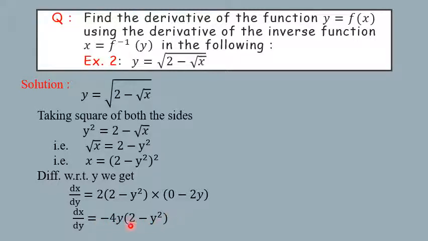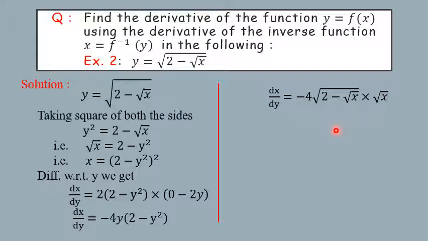Now just substitute the value of y in terms of x. Okay, so the value of y is under root 2 minus under root x, and the value of 2 minus y square is under root x. So just substitute this value. So we get dx by dy is equal to minus 4, the value of y is under root 2 minus under root x, into the value of 2 minus y square is under root x.